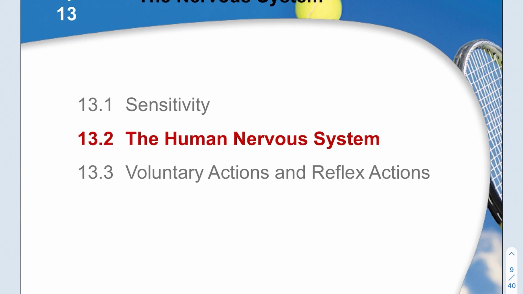Next, we look at the different structures of the human nervous system. Before we move into that, you may want to take the time to review what we have just gone through to have a better understanding of how the nervous system works as a whole.